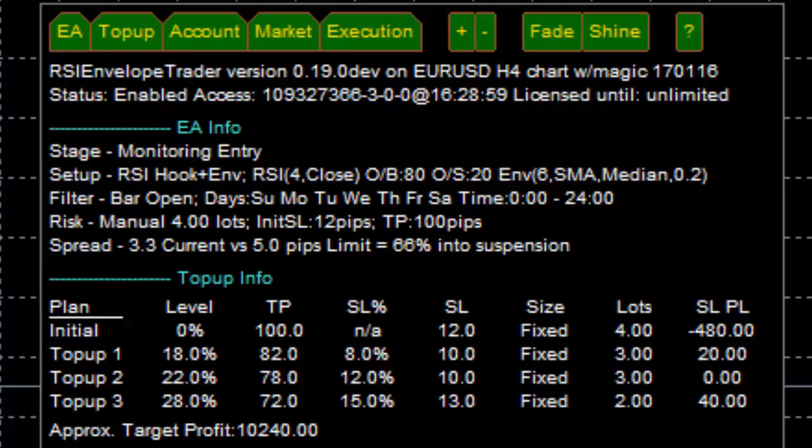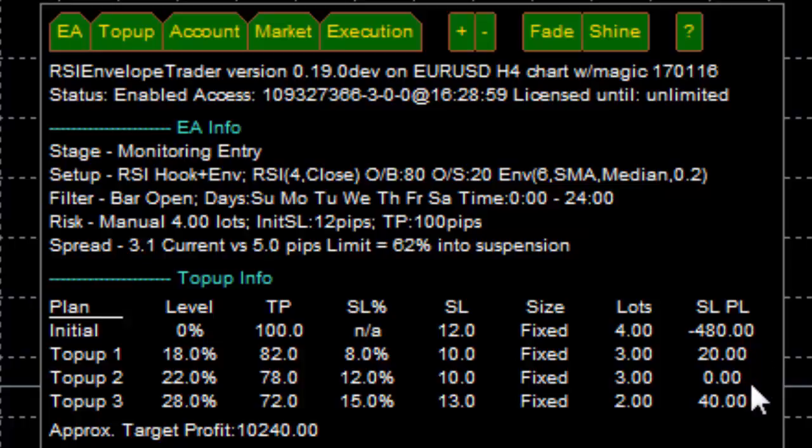Now, as a result of all of that input, what this table is telling us is that if the initial transaction gets stopped out, the loss will be $480. That's roughly 5% of the account, and that's what people that go for doubling of their account normally start with, a 5% risk. If you encounter the first top-up, you will make $20 if you are stopped out. So in other words, the transaction has become totally risk-free after the first top-up.